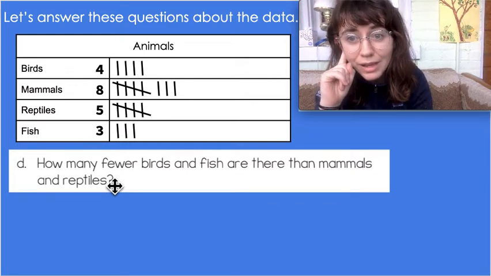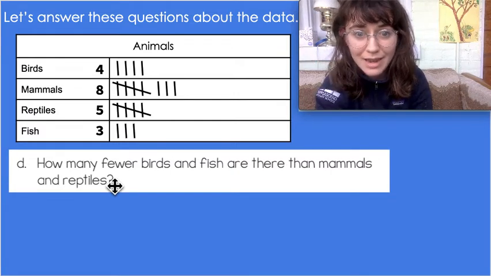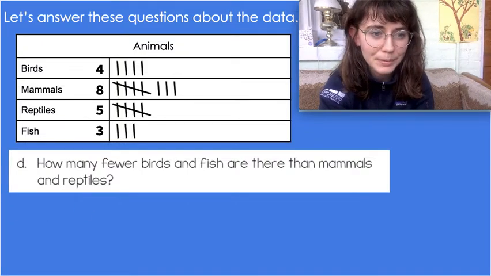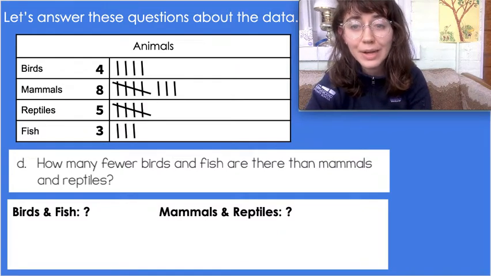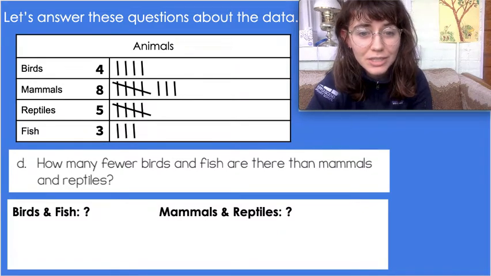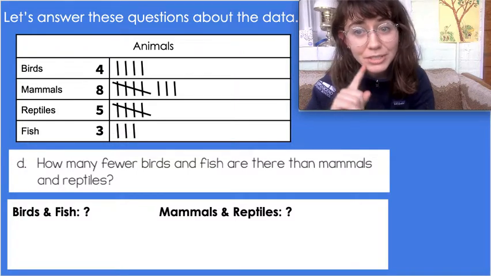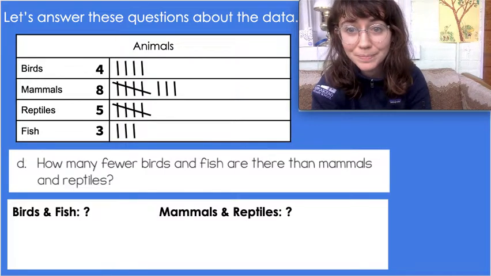But I noticed right away on this problem that we need to do those groups again. So we're asking about birds and fish as a group, and then we're asking about mammals and reptiles as a group. So first of all, let's write those number sentences. Let's write a number sentence for birds and fish, then let's write a number sentence for mammals and reptiles. So go up to your chart, look at those numbers, and write a number sentence for each group.